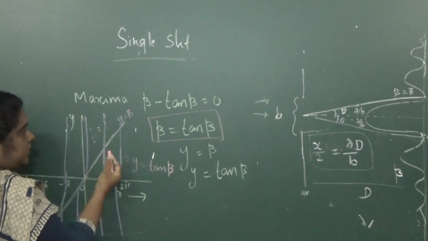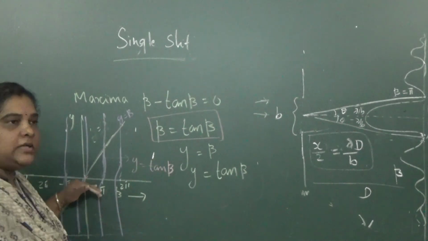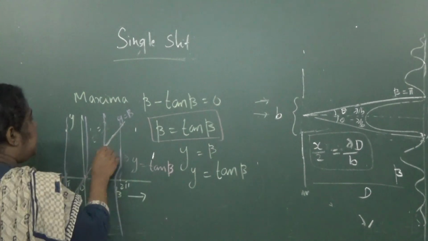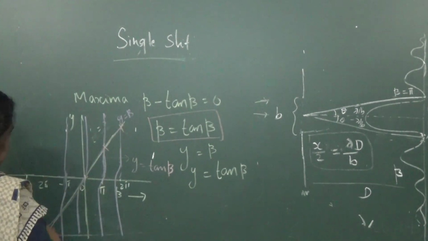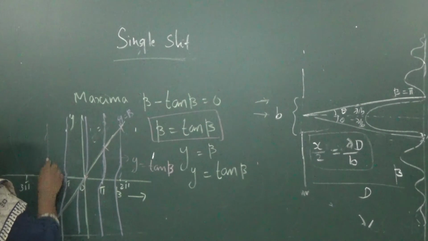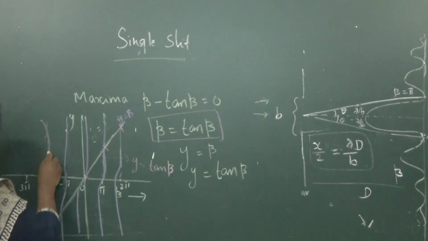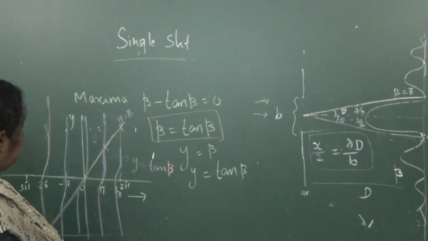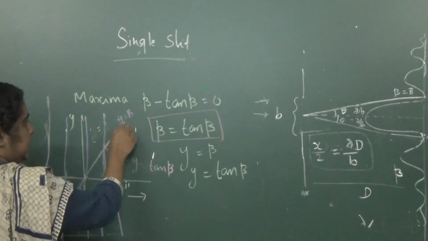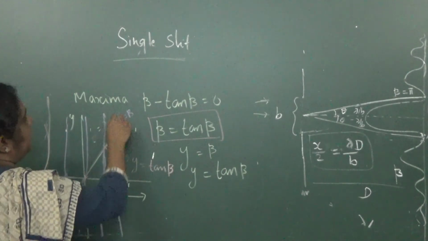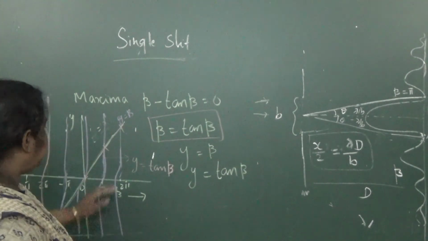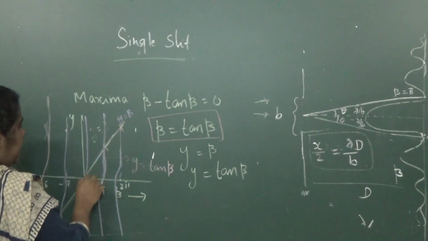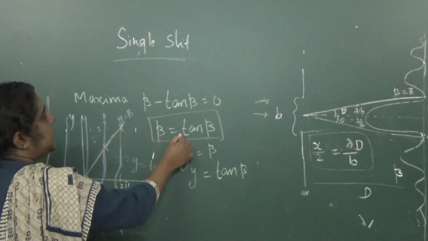Beta is equal to 0. That is the condition for central maxima. Then other points will be like this. Similarly, you can have points here also. Here also the tan curve will be like this, from pi to pi, and the tan values will approach infinity. That's why the graph is looking like this. Anyway, the meeting point is satisfying the condition beta is equal to tan beta.